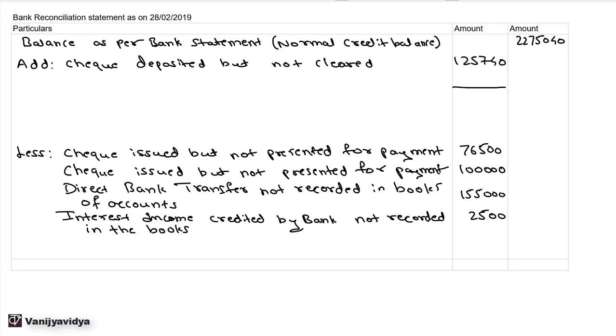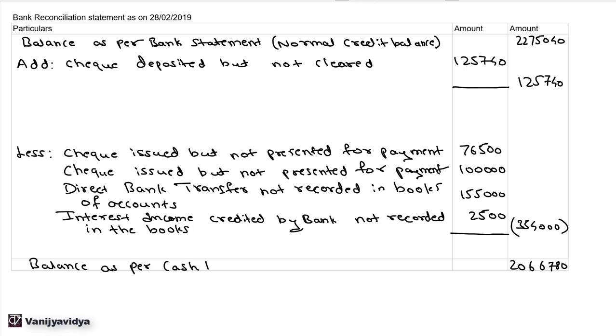Now let's take the total and find out the balance as per cash book. 1,25,740. Here it is 3,34,000. We have to reduce. The final amount is 20,66,780. Now this is the balance as per cash book. And since this is positive, it will be a normal debit balance. Now let's verify this balance, that is 20,66,780, with our bank account as per books.